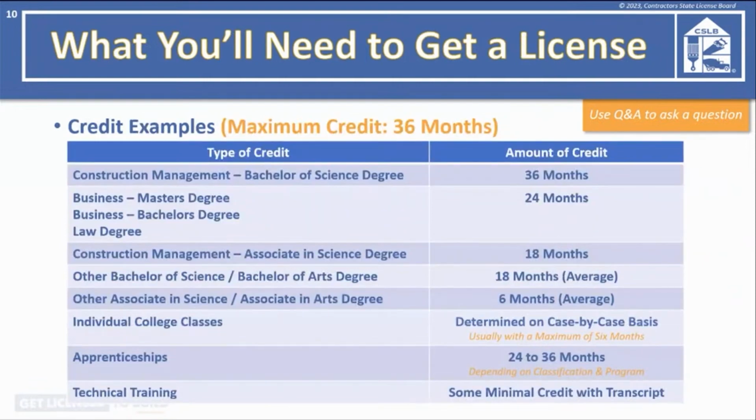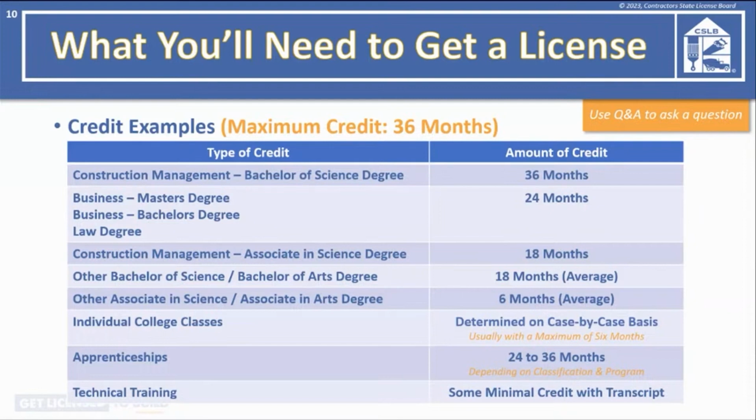If you are looking to get education credit to meet the 4 years or 48 months of experience, you'll need to get your transcripts first. This is the kind of credit you can expect to receive for your education. Note that for some areas, we are only giving you averages. You will see that your credit will be determined on a case-by-case basis. We are not going to be able to give you any more guidance than what you see on the slide.